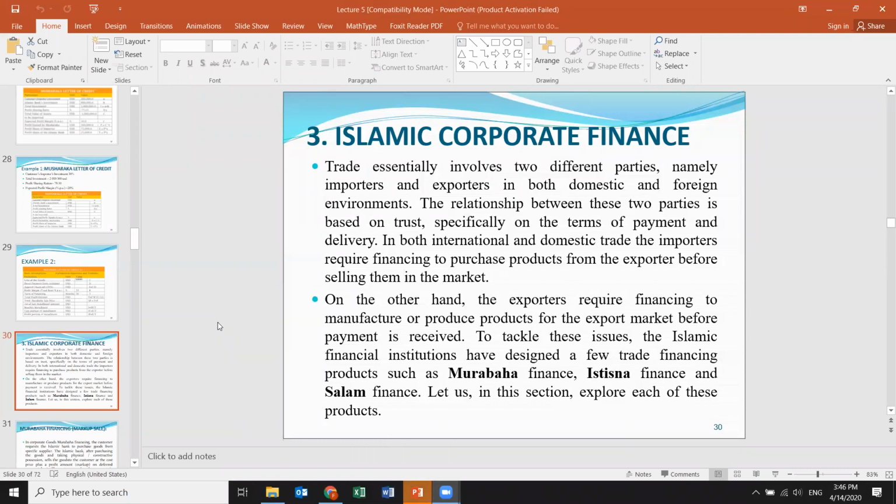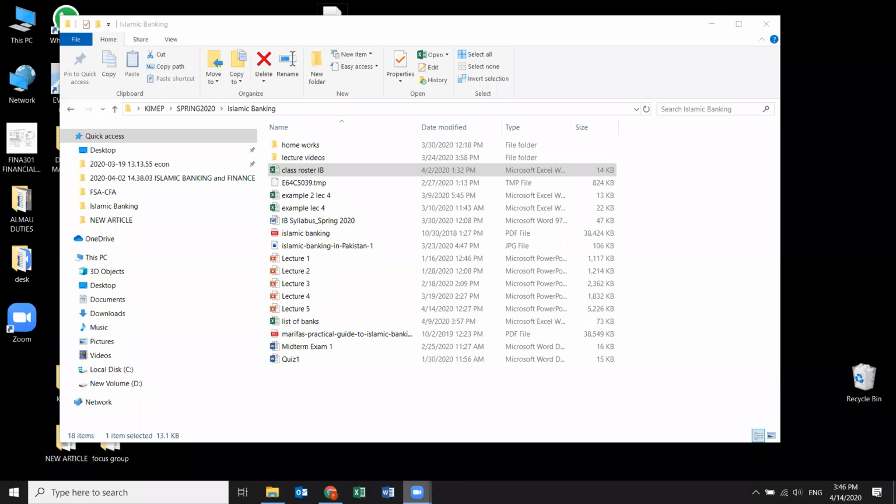On Thursday, we're going to have a new lecture, which will be based on treasury products of Islamic banks. We're going to see those treasury products as well. If you don't have any questions, I would like to stop here.